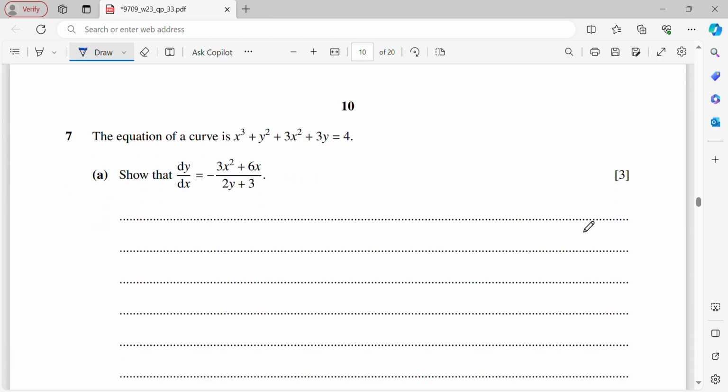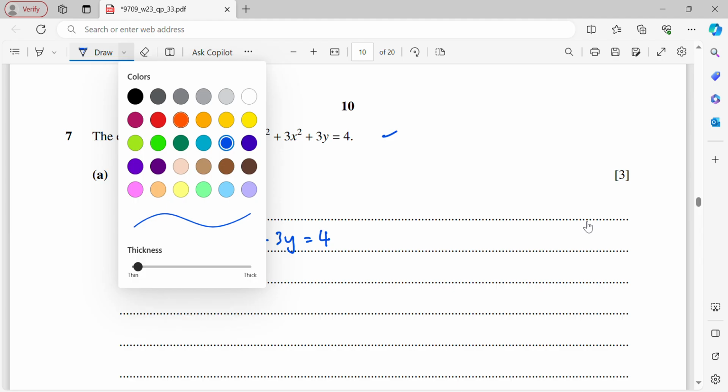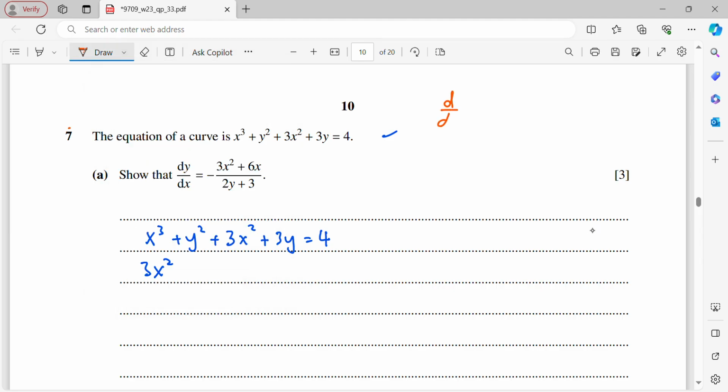Next question, number 7. The equation of a curve is this, right? Show dy/dx. So now this is an implicit equation. When I differentiate x cubed with respect to x, it will be 3x squared. When you differentiate y squared with respect to x, we need to apply implicit differentiation.